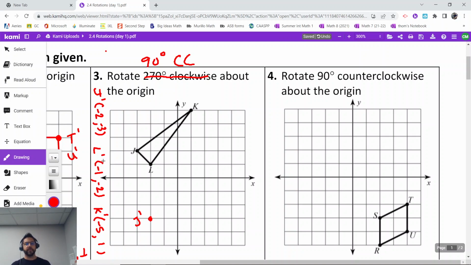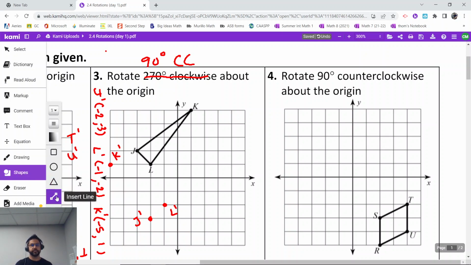All right, L prime, that's left 1, down 2, (-1, -2). And then finally, K prime, that's left 5, 1, 2, 3, 4, 5, and then up 1. Make sure you're labeling it as you go. All right, we're going to connect it for our beautiful new answer.